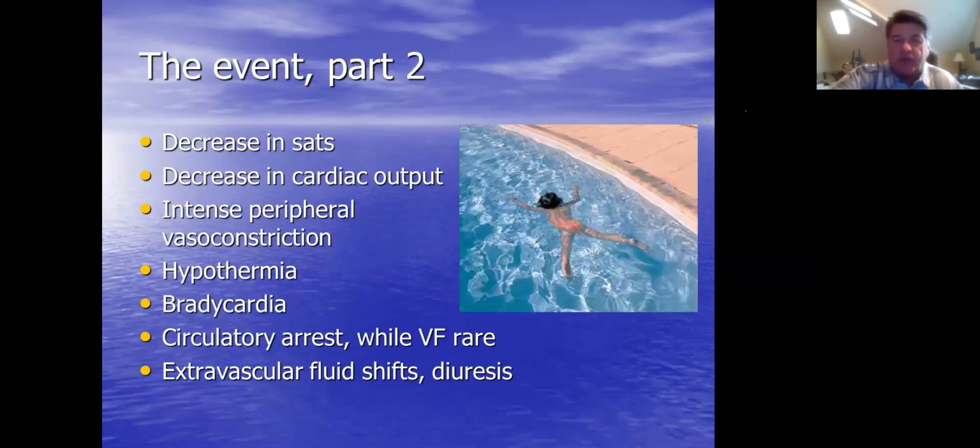The second part of the event is you get a decrease in saturation, meaning your oxygen goes down. You'll get a decrease in cardiac output. Intense peripheral vasoconstriction will happen. That means all your vessels will shut down and constrict. This can lead to hypothermia, meaning your temperature can go down. The heart rate will slow significantly. If it goes slow enough, you go into a bradycardic rhythm, and this eventually will lead to circulatory arrest, such as VFib or one of the other cardiac dysrhythmias. Extravascular fluids can shift during this time, but most of the time, your time is very, very short, and in less than 10 minutes, most people are already deceased from the drowning event.